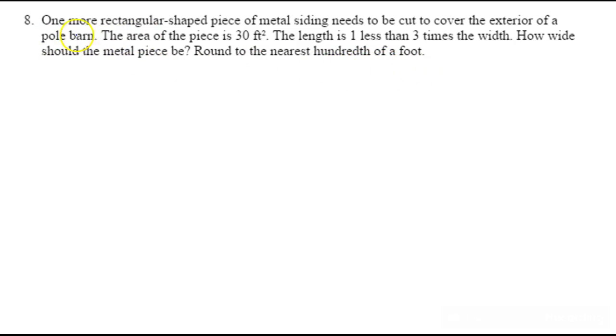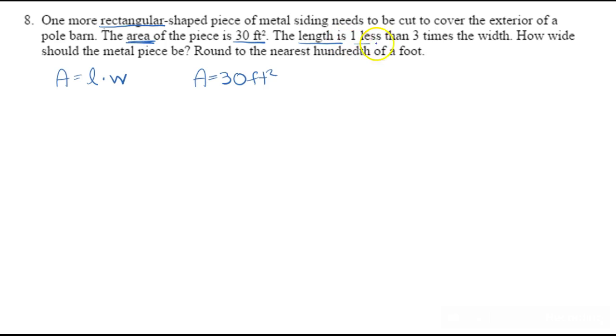So let's kind of break this out. This first thing gives us a visual picture of a pole barn with a rectangular piece of metal, so we know it's a rectangle. Also over here we're talking about the area. The area of a rectangle would be area is equal to length times width. And we know that the area in this case is 30 feet squared. So area is equal to 30 feet squared.